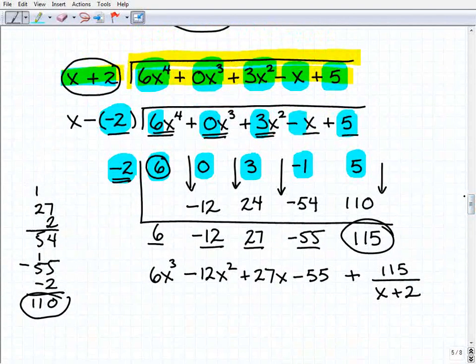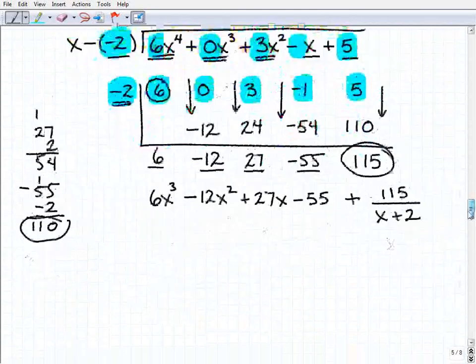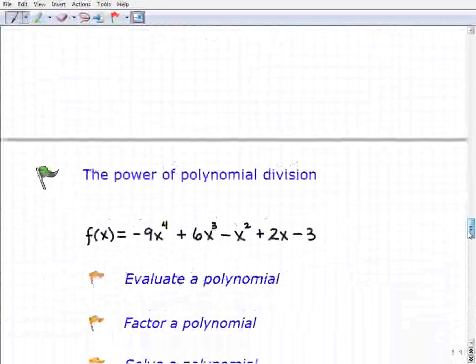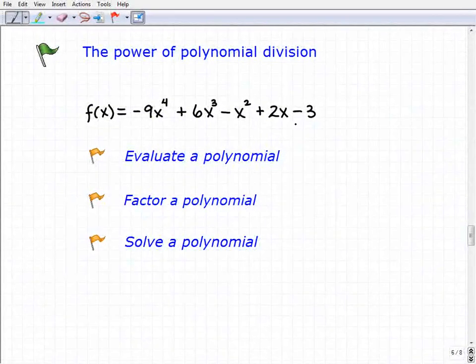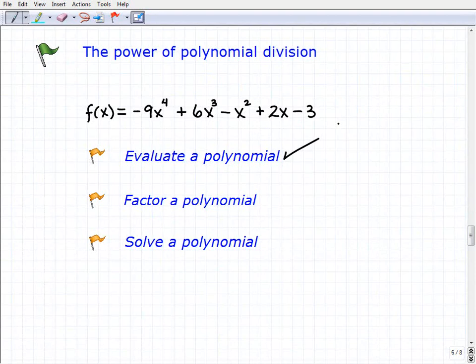That is synthetic division. Now, why is this important? With polynomial division, we're going to be able to take a particular polynomial function, for example, and evaluate it for different values in a different manner than we're used to doing. I think that's a really nice shortcut, and it's very powerful. You'll see how that works in future videos.